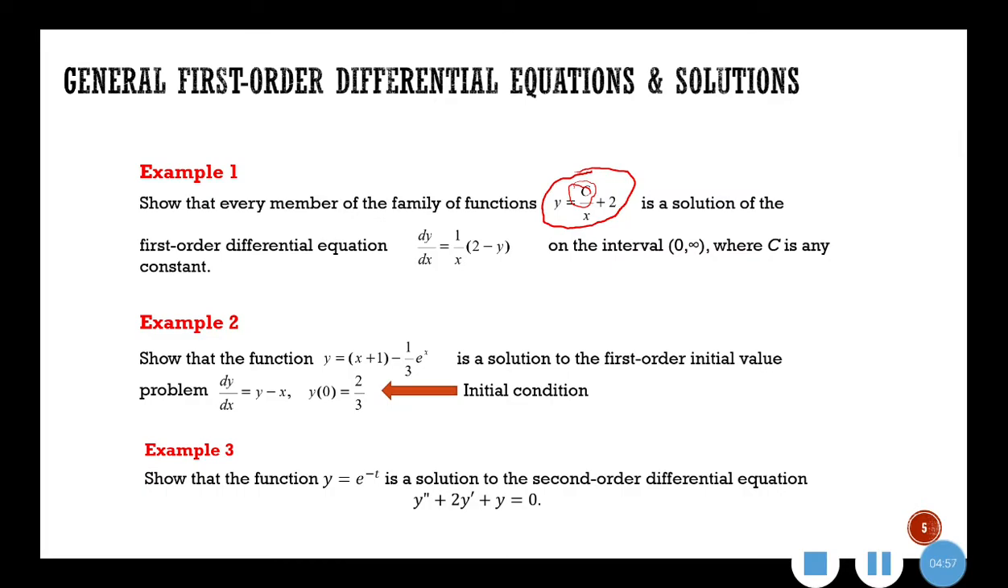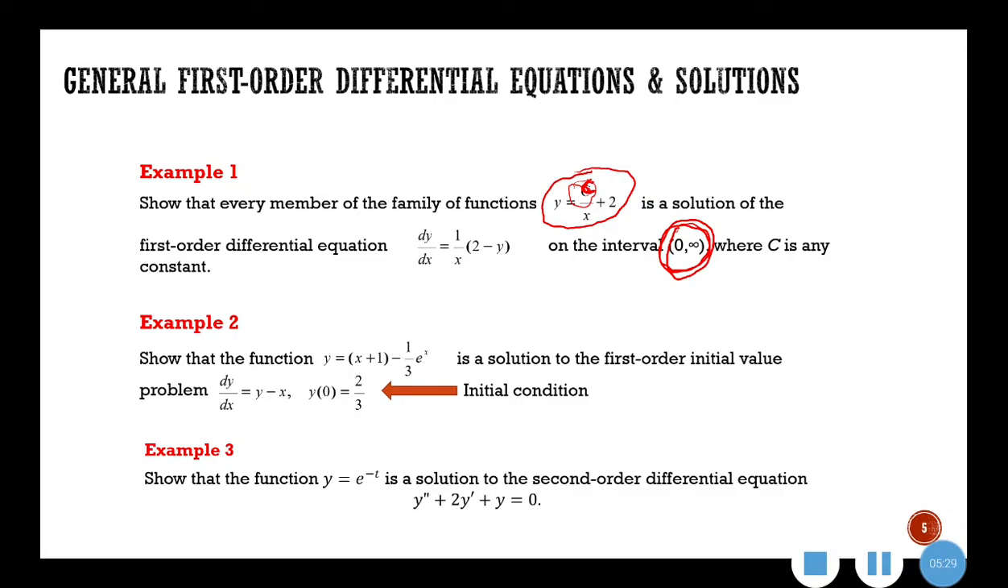Okay. It is a solution of the first order differential equation dy over dx equals 1 over x times 2 minus y on the interval, as it says here. Okay, on the interval 0 to infinity. Meaning that here we consider c to be a positive value. Okay, on the interval 0 to infinity where c is any constant.